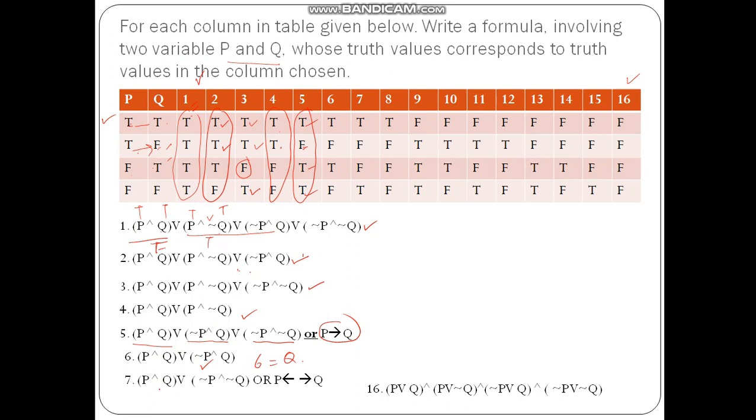Seventh number is P and Q. So 7 is TF. So it is P and Q, or P and not Q, or it is also P biconditional Q. 12 number, if you see 12 number FF. So it is not of P implies Q. So P implies Q is somewhere here. 5 number is P implies Q. You can see here TFTT, and it is FTFF. Similarly, 10 number FTFF is not of P biconditional Q. So it is not of 7. You can see here. So TFFT, and this is FTTF.